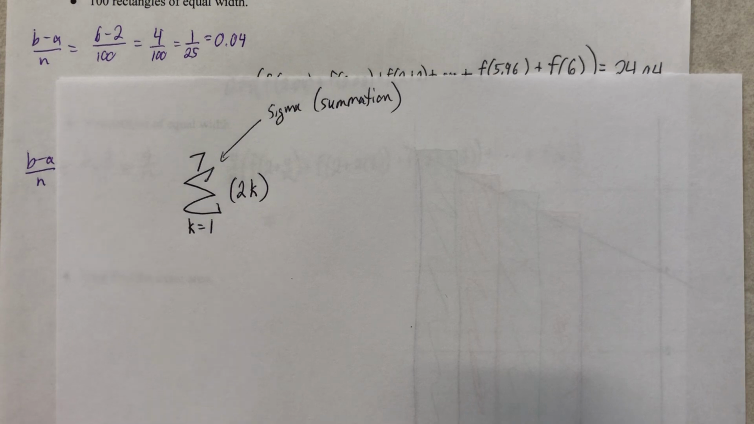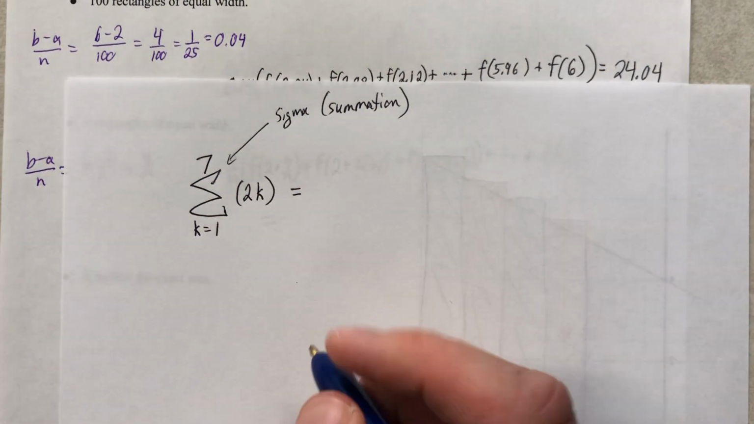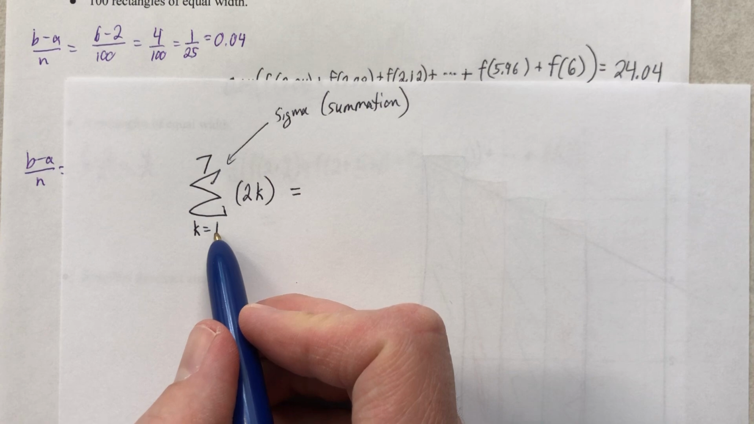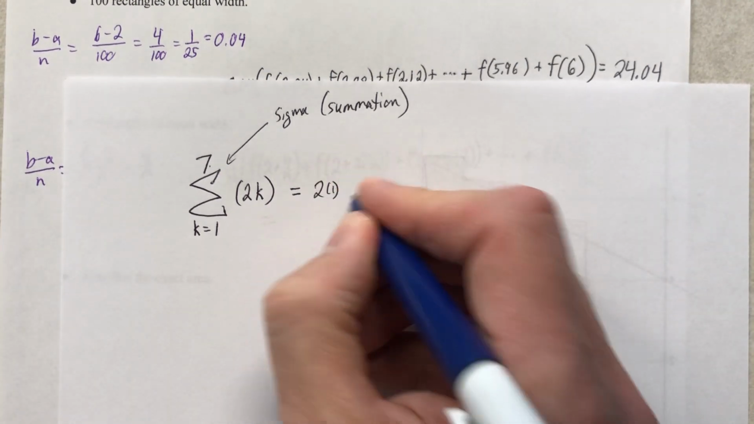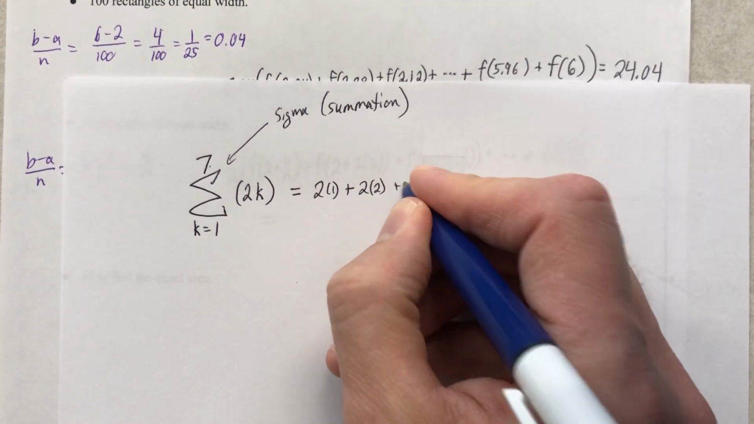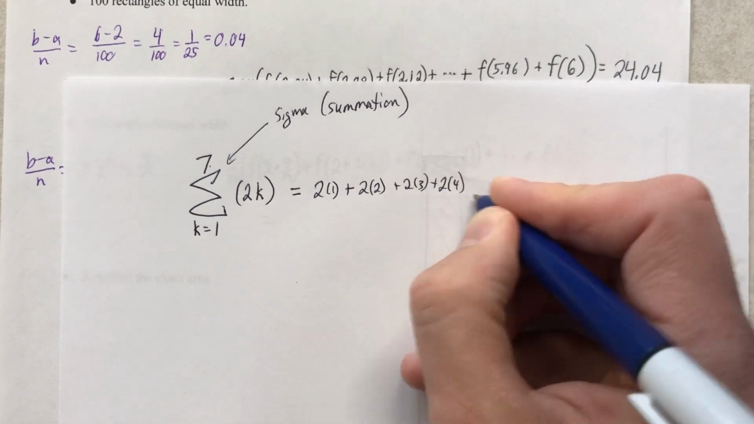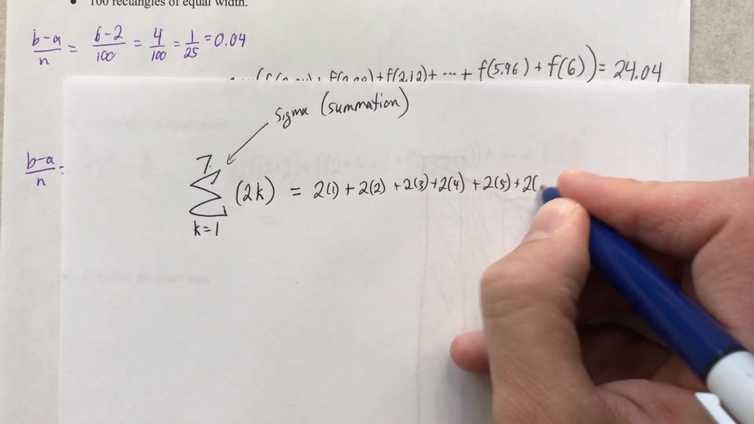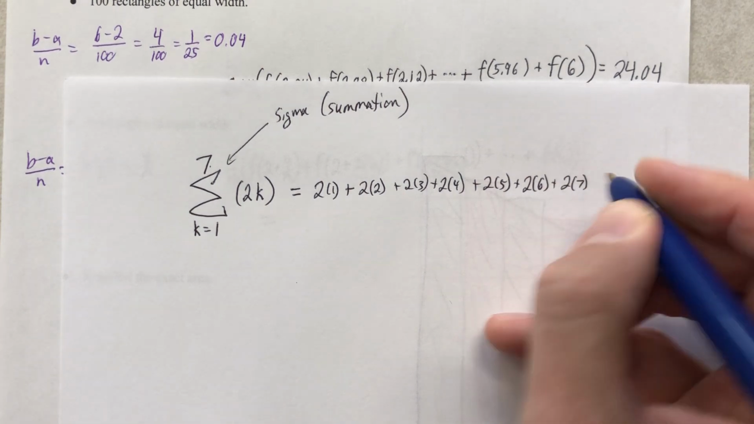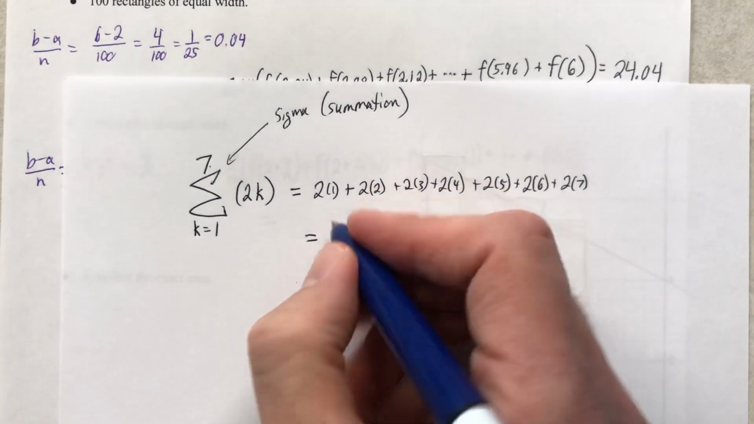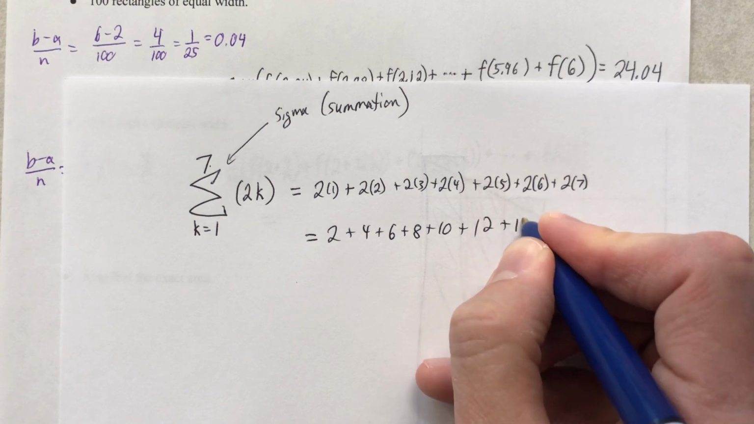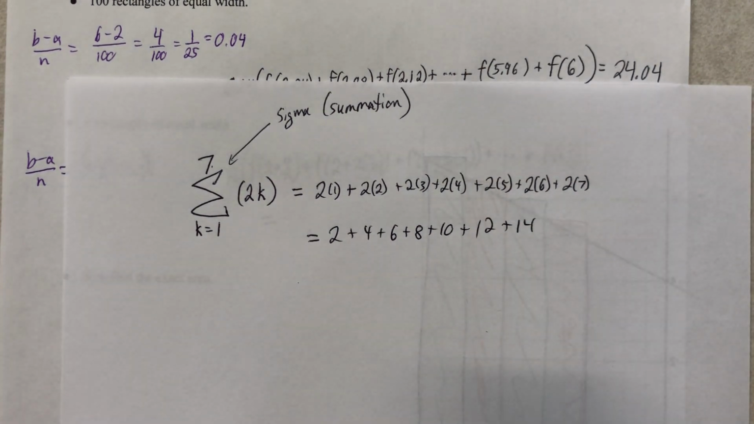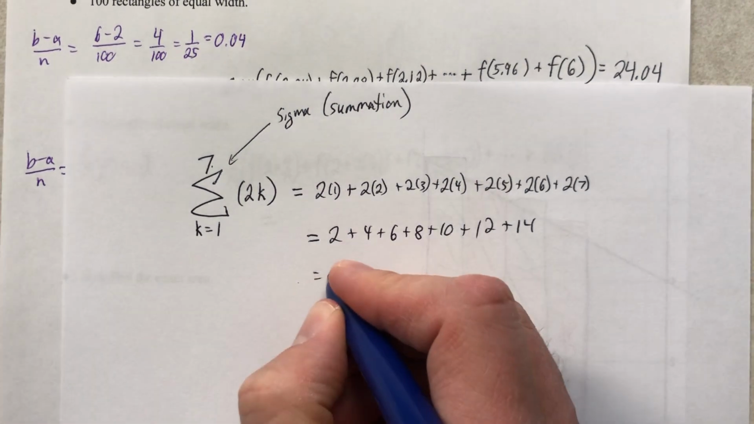Calculators will do this. There's tricks to it, though. So what it really means is I'm going to plug in 1, 2, 3, 4, 5, 6, and 7 into this and add them all together. So I'm going to have 2 times 1 plus 2 times 2 plus 2 times 3 plus 2 times 4 plus 2 times 5. This gets old really quick, doesn't it? 2 times 6 and 2 times 7. And my final answer is 2 plus 4 plus 6 plus 8 plus 10 plus 12 plus 14, which is 56. There we go.